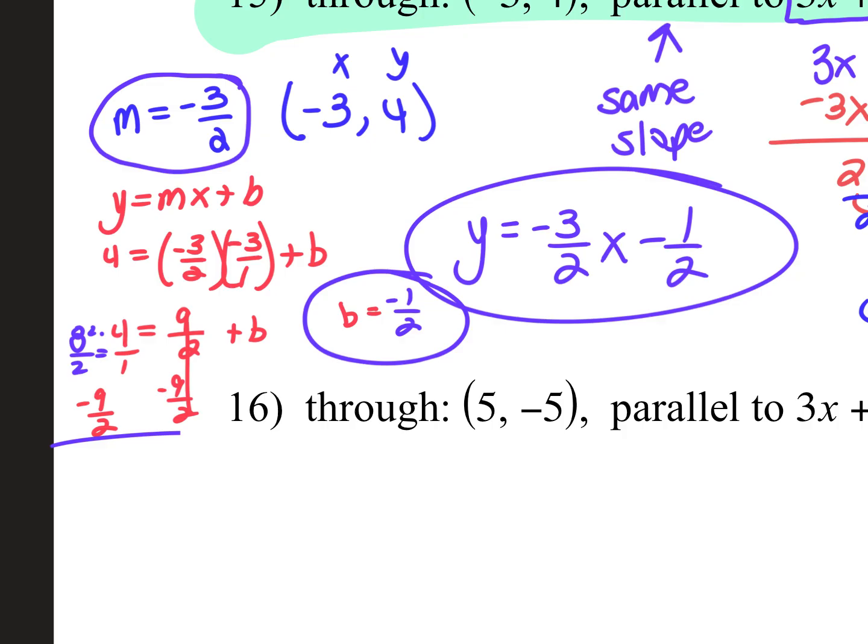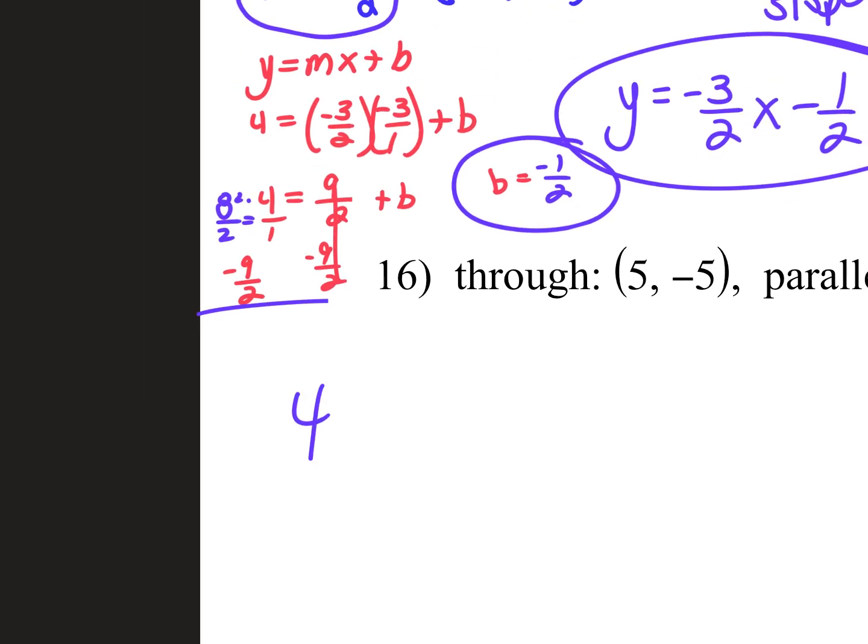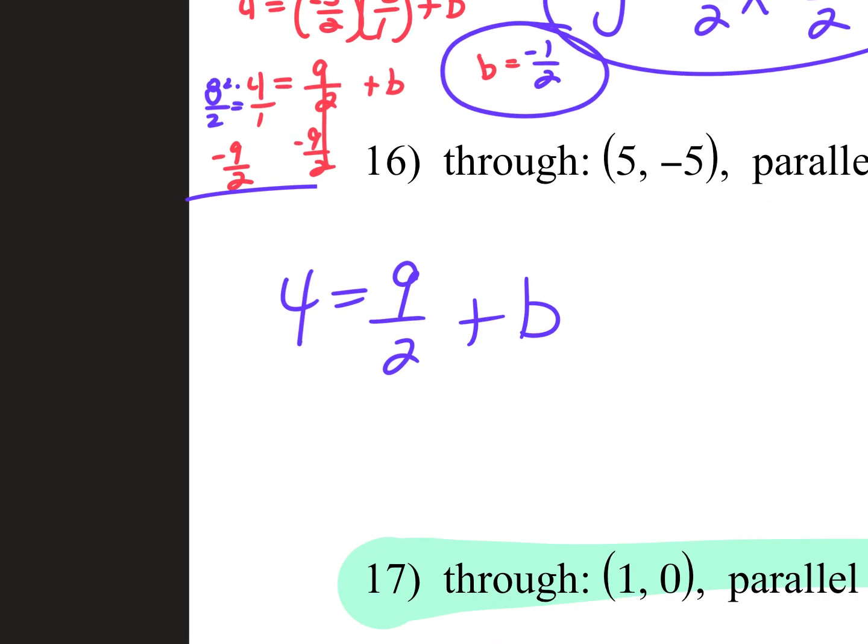Let me show you a little trick. Some of us still are like, oh, I hate fractions. Okay, say we get here 4 equals 9 over 2 plus b. How many of you just don't like fractions? Not a problem. Get rid of the denominator.